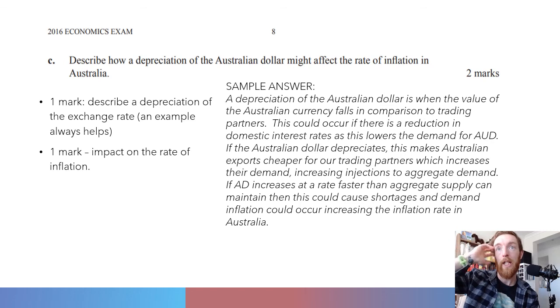So with this, a depreciation of the Australian dollar is when the value of the Australian currency falls in comparison to trading partners. This could occur if there's a reduction in domestic interest rates, as this lowers the demand for the Australian dollar. If the Australian dollar depreciates, this makes Australian exports cheaper for our trading partners, which increases their demand, increasing injections to aggregate demand. If AD increases at a rate faster than aggregate supply can maintain, this could then cause shortages, and demand inflation could occur, increasing the inflation rate in Australia. If you didn't want to go with the shortages route, you could also say that if aggregate demand increases and there's not a lot of spare capacity, that can lead to demand inflation.